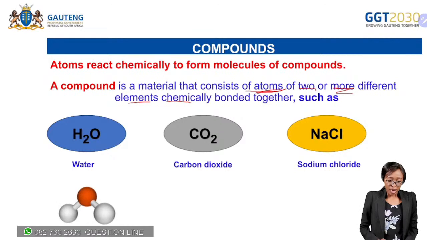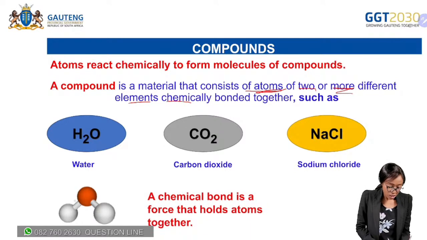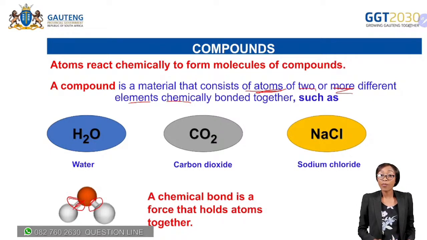So now if we look at this picture that I've just pulled up here, it is to further illustrate your chemical bond. So this is the force of attraction. Now we represent it in the form of a line. So we represent chemical bonds in the form of a line. That is the force that holds the atoms together, whether it's a molecule or a compound.